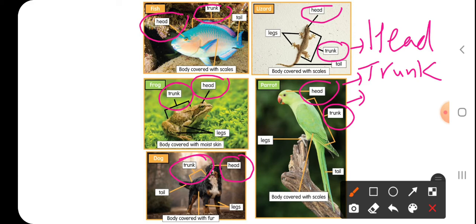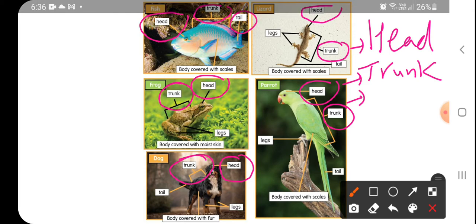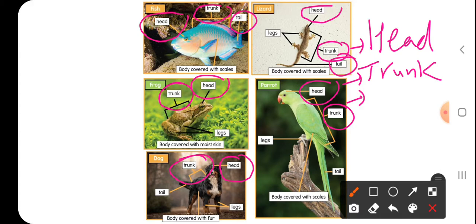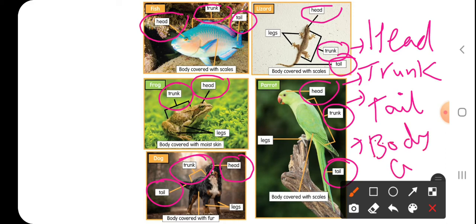Okay, so another common feature is the presence of a tail. Other than the frog, because the frog in the early stages of its life cycle has a tail, which is later reduced, all the remaining animals have a tail. So these are some of the common features: presence of head, trunk, tail, and they have a body covering also, and an internal skeleton is also present. These are the common features that we will find in these animals.